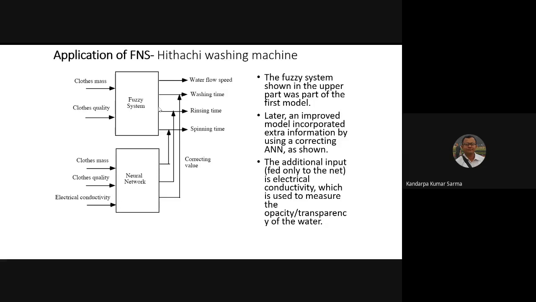Both of these together will derive control function for water speed flow, then the washing time, then the rinsing time, spinning time, and corrective value. So it gives a very reliable performance where both the fuzzy and the neural systems combine together to generate very good quality wash.